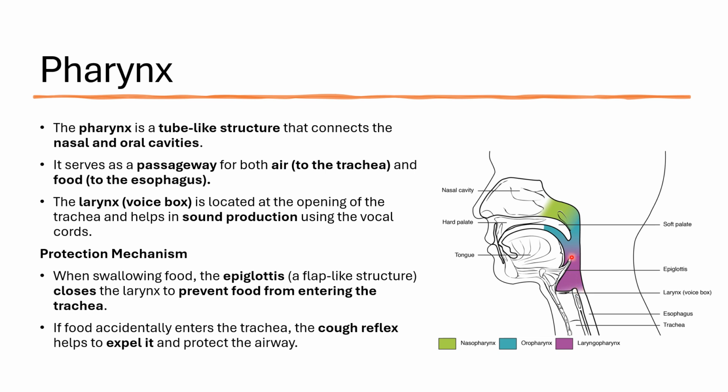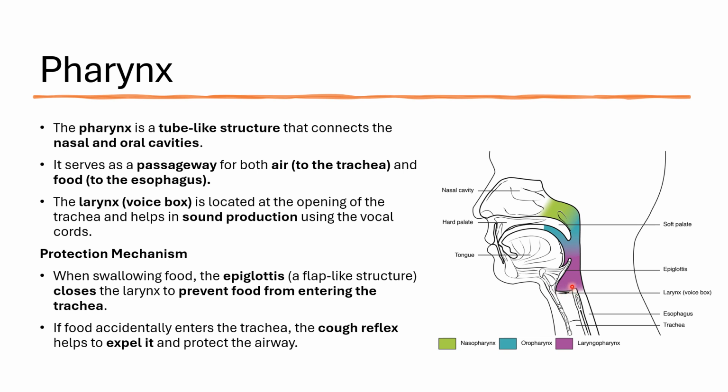related to the epiglottis. So this epiglottis is a flap-like structure, as you can see here. It can close the trachea and prevent food from entering the trachea. It closes the larynx actually. So the opening of the trachea is where the larynx is located.